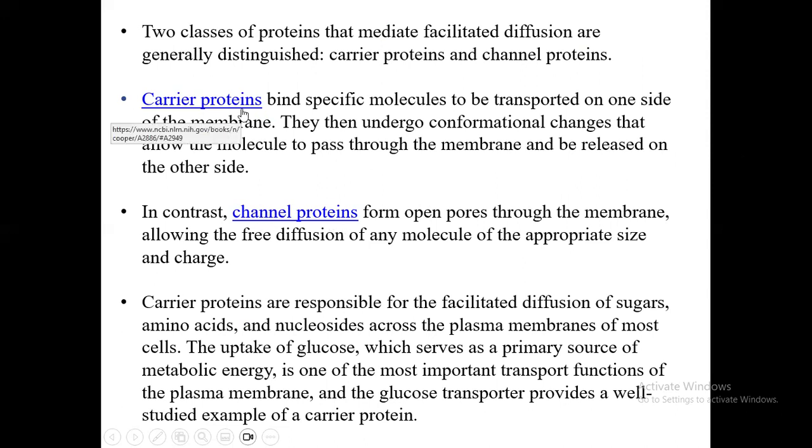The carrier proteins are those proteins that bind specific molecules to be transported on one side of the membrane, and then they undergo a conformational change that allows the molecule to pass through the cell membrane to the other side. On the other hand, channel proteins form open pores through which the membrane allows free diffusion of any molecules of appropriate size and charge. The carrier proteins are responsible for facilitated diffusion of sugar. So we can look at a specific example of how the uptake of a glucose molecule can take place with the help of a carrier protein.